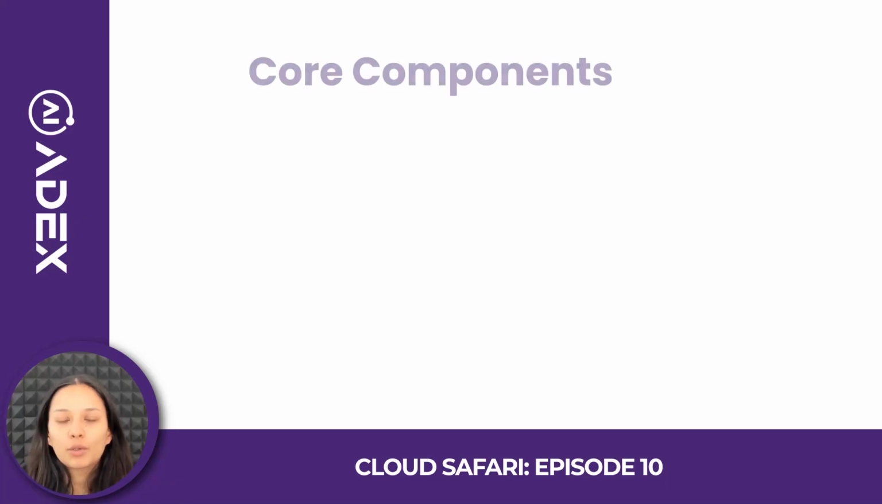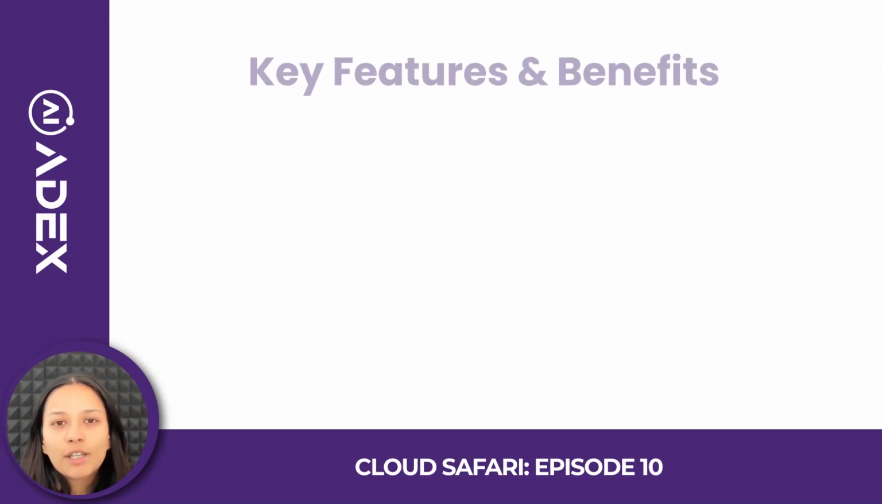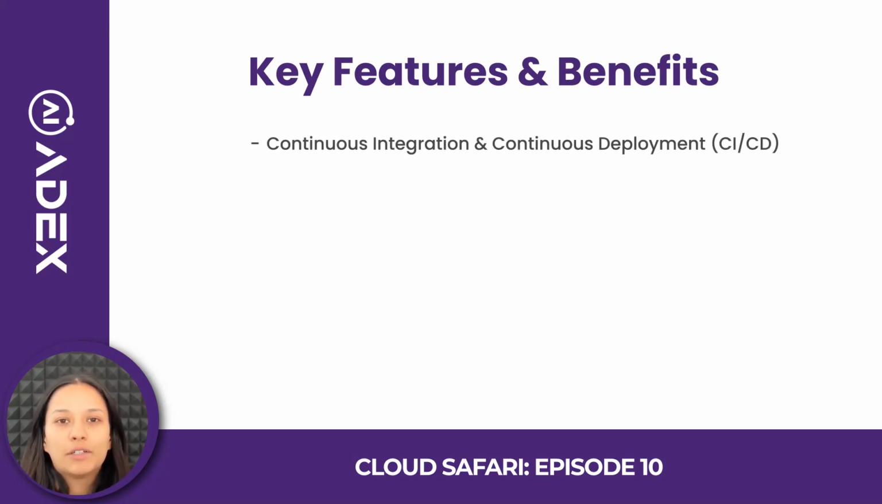The core components of Azure DevOps include Azure Boards, Azure Repos, Azure Artifacts, Azure Test Plans, Azure Pipelines. The key features and benefits of Azure DevOps are continuous integration and continuous deployment. We can automate the building, testing, deployment of application to ensure quick and reliable releases.